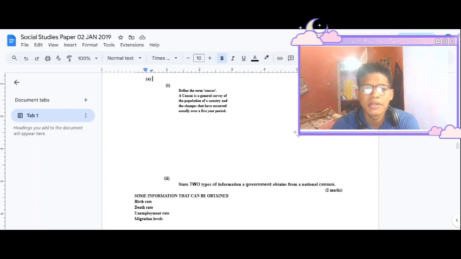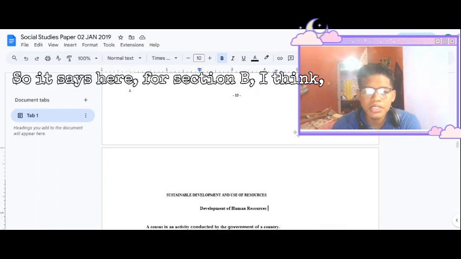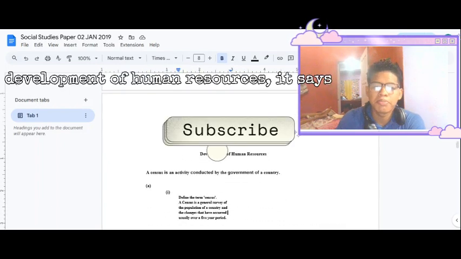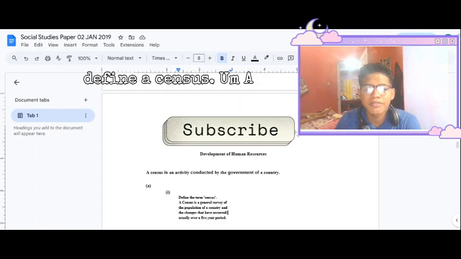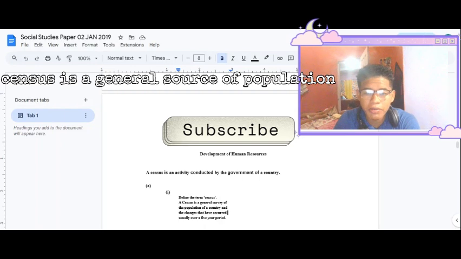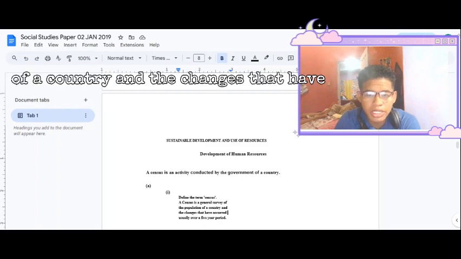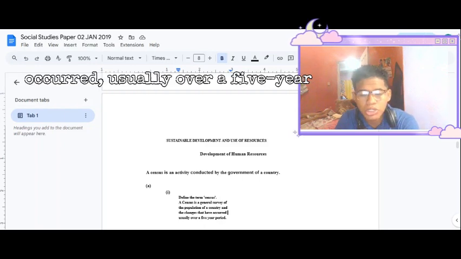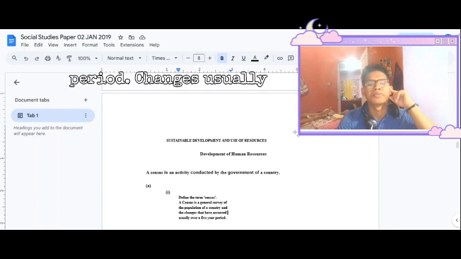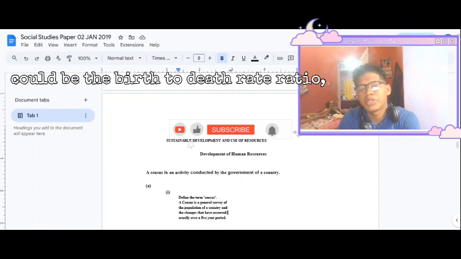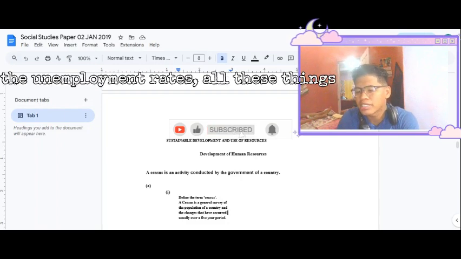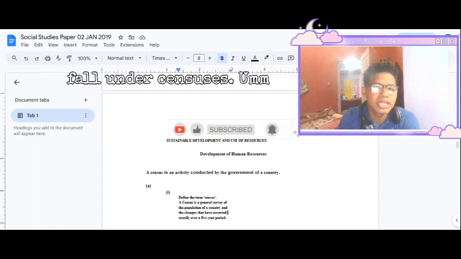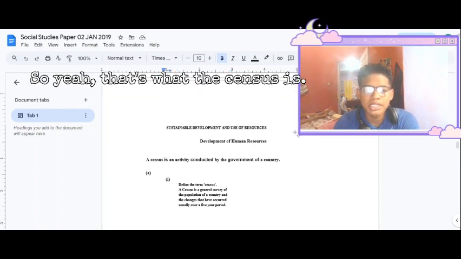Yeah, no questions. So it says here for section B, development of human resources. It says define a census. A census is a general survey of the population of a country and the changes that have occurred, usually over a 5-year period. Changes usually could be the birth to death rate ratio, the unemployment rates. All these things fall under censuses. So yes, that's what the census is.